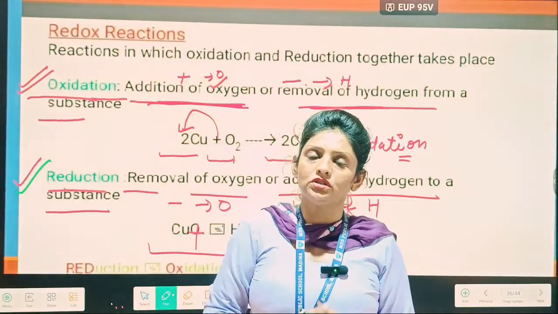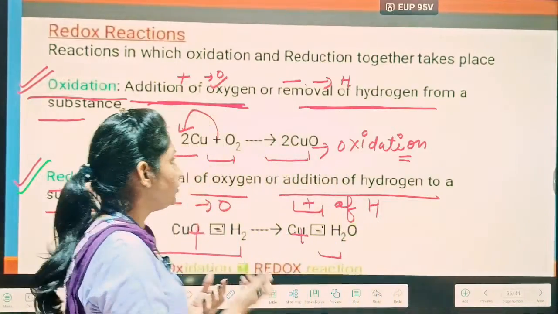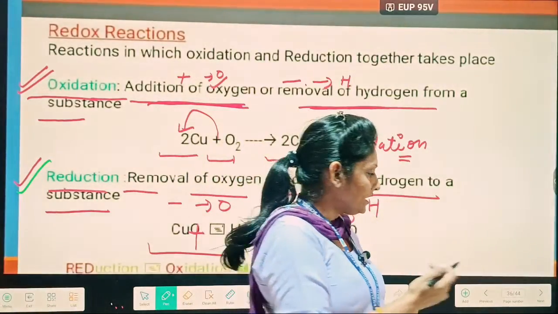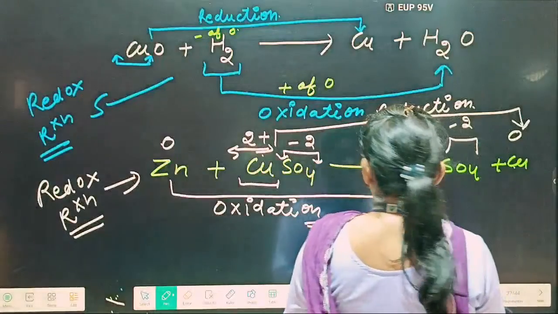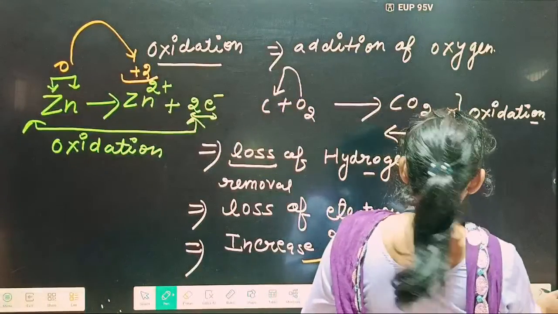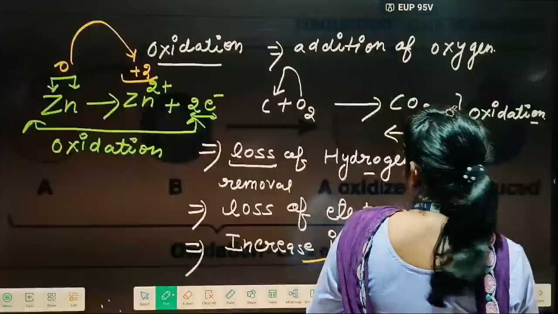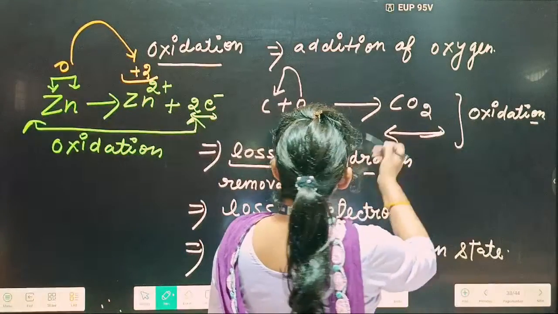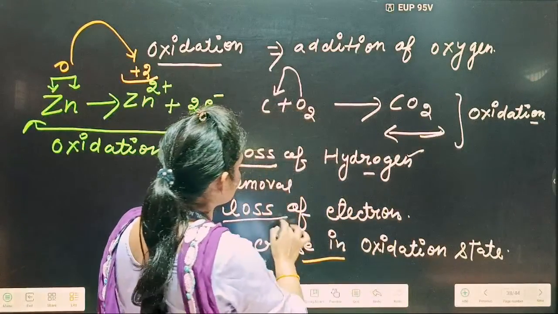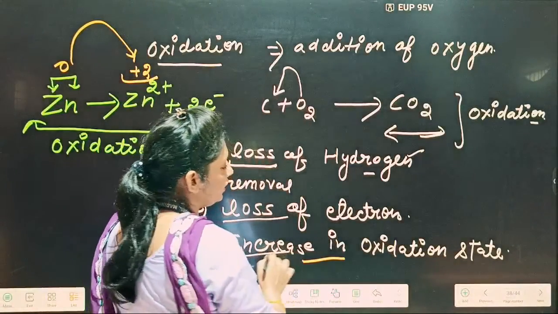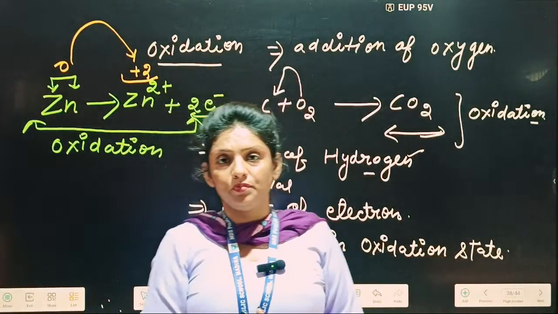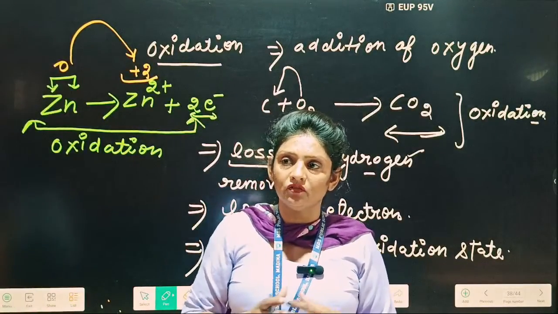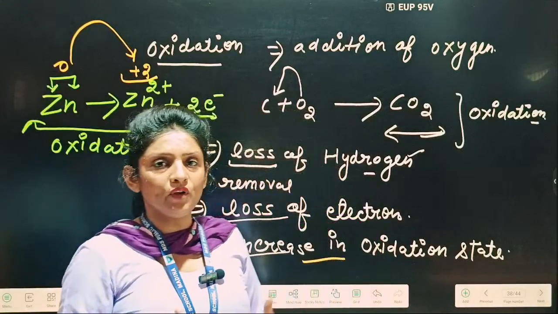So what do you mean by oxidation? Oxidation means addition of oxygen, or we can say removal of hydrogen. And some more terms we have discussed about that. Either addition of oxygen or removal of hydrogen or loss of electrons takes place, or if an increase in oxidation number takes place, then if any one phenomenon takes place here, students, it will be the oxidation.